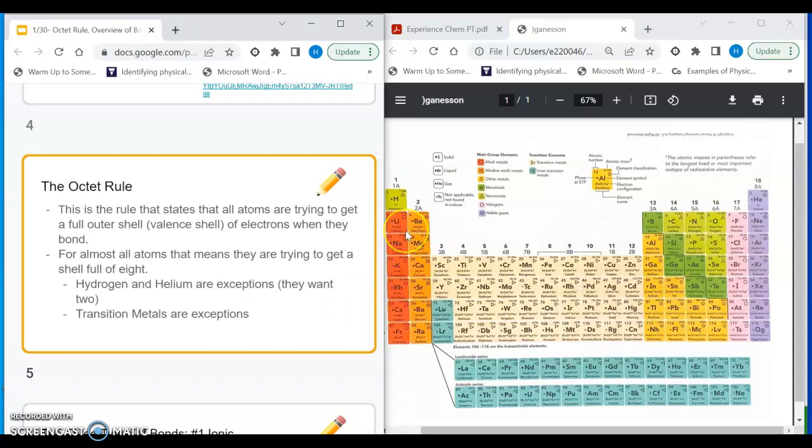Hopefully that'll make sense, because the alkali metals, we know they're very reactive. Well, they're only one away from having a full outer shell, right? They could lose this electron and fall back on the previous shell in the Bohr model and be full. Similarly, the halogens are also only one away. They just need to steal one to get to 8.